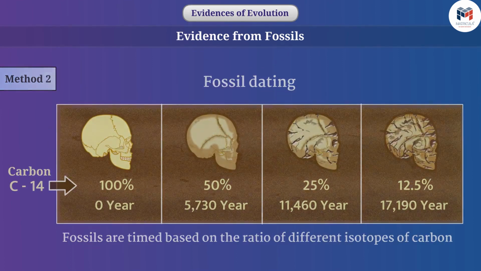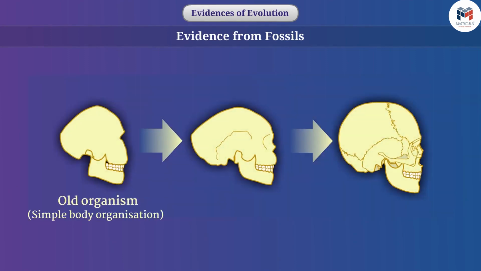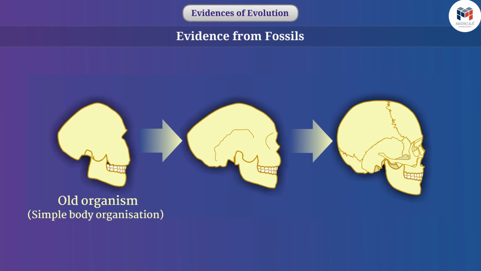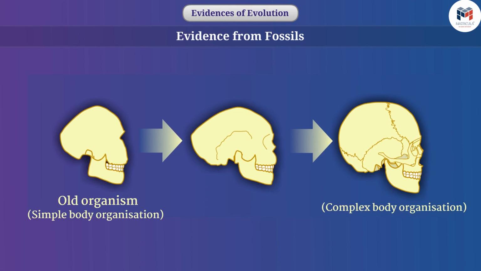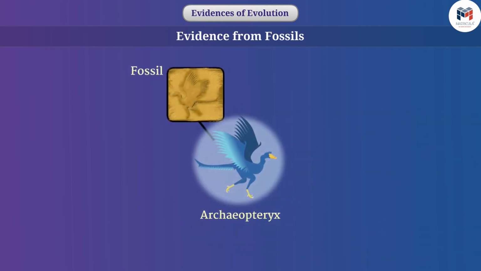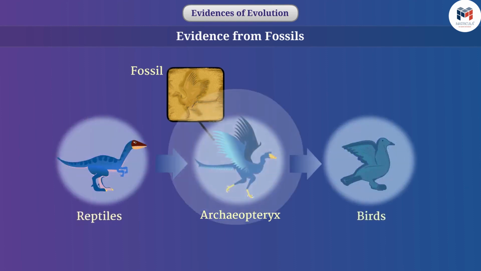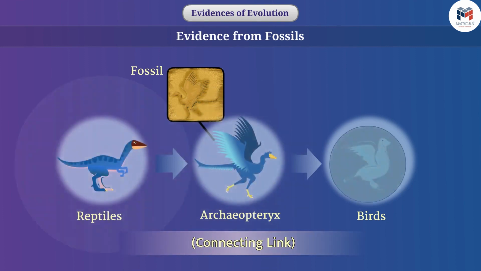From the study of fossils, it is known that the body organization of the oldest living organisms was simple and gradually became complex with time. That is, slowly with time, the complex organisms evolved from the simplest organisms. Archaeopteryx was an ancient bird whose fossils give us the idea that birds have evolved from reptiles. It is the connecting link between these animals.